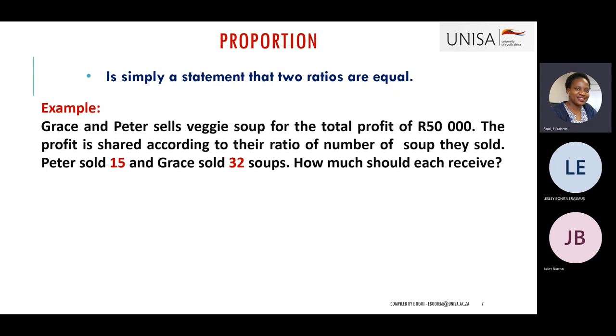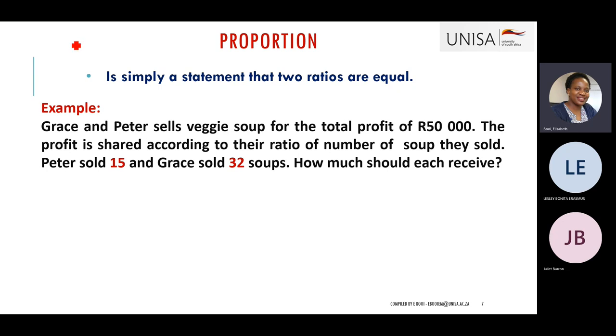So Peter sold 15, so we cannot split this 50-50 because someone sold more products than the other. Grace sold more products, so Grace should be getting more profit. In order for us to determine how much profit each one of them should get, we need to calculate the ratio of each of their products sold and then multiply that ratio by the profit, and that will give us the amount. For both of them, we also need to calculate the total, because the ratio that we'll be calculating is against the total of what both of them have sold.